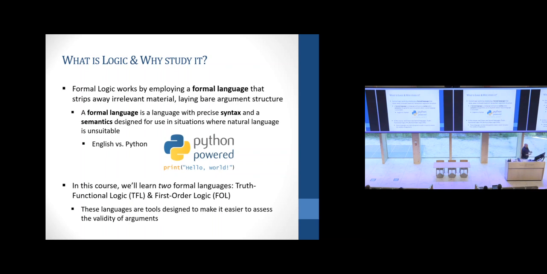And these are formal languages. They're tools designed to make it easier to assess things like validity and things like that. So that's kind of what the hell we're going to be doing.